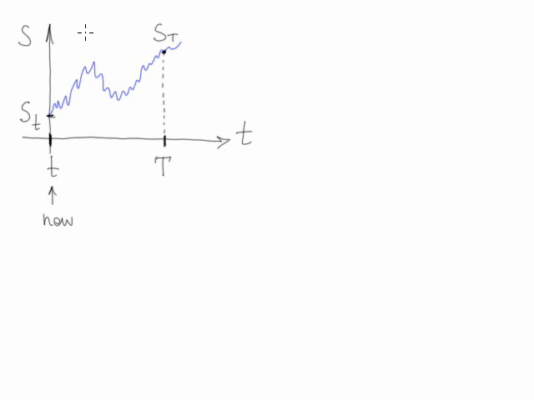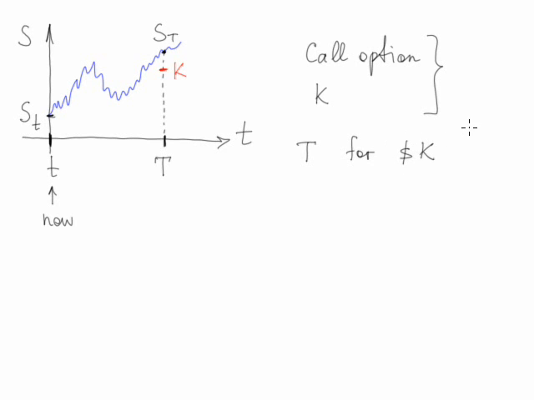Okay, and what we can do is, let's assume that we can purchase an option, let's say a call option on this stock with strike price K. So we have strike price, let's say somewhere here, strike price K, and this call option is not free, it will cost us some money, but what it will allow us to do is purchase stock at time large T for K dollars.